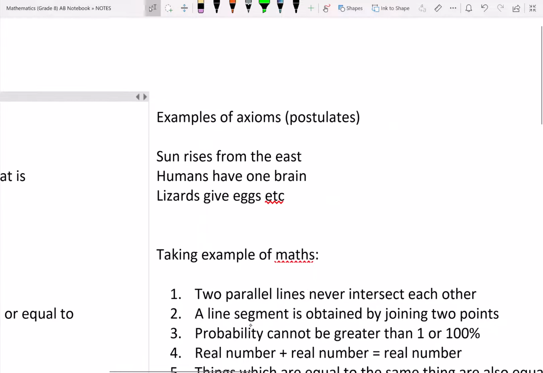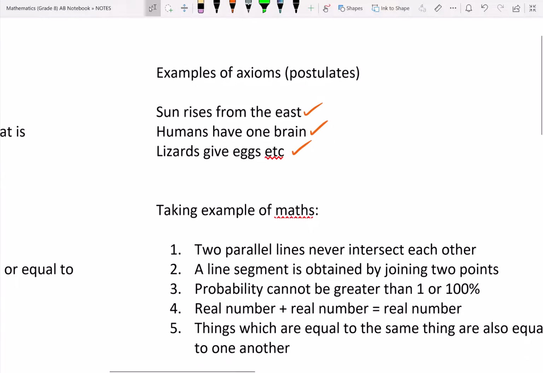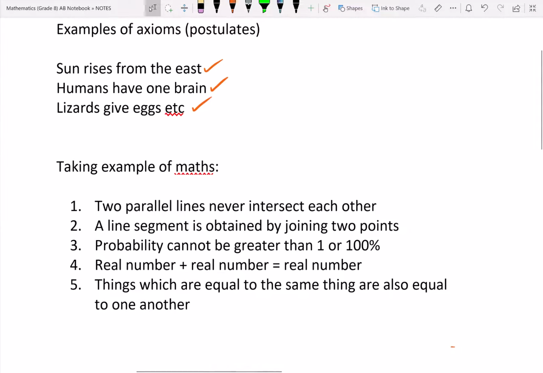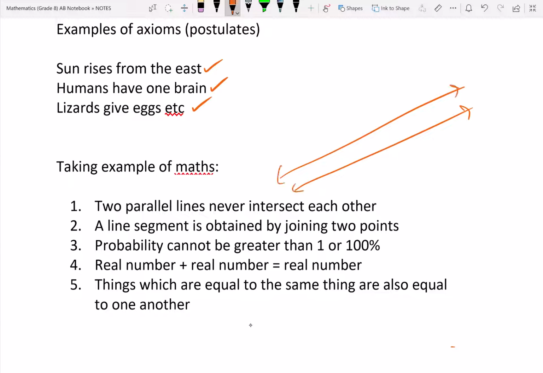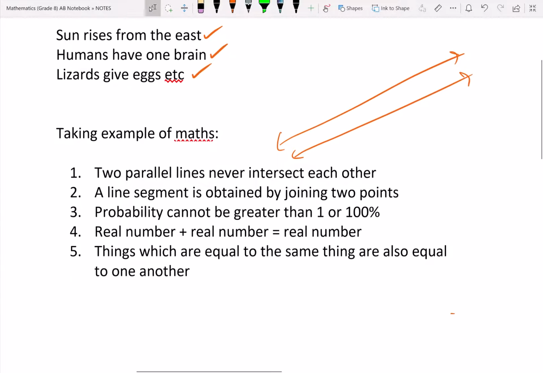The sun rises from the east. Humans have one brain, lizards lay eggs. These things are assumed to be true. We don't need to cut a bunch of people open to figure out that we have one brain, right? In math, here are some examples. Two parallel lines never intersect, right? We don't need to prove this because we just assume that it's true. And you can read these other ones.